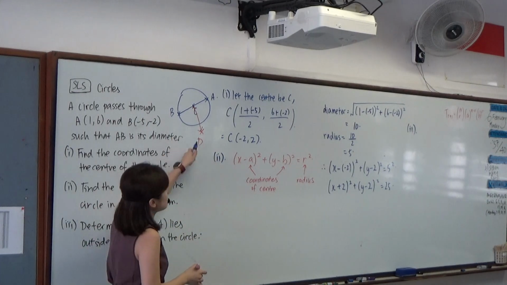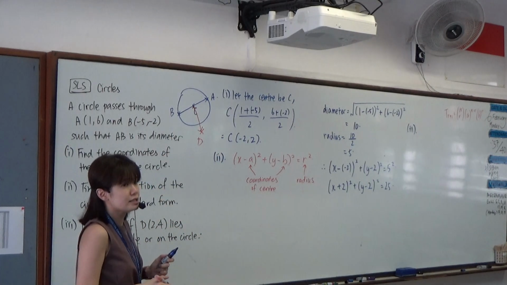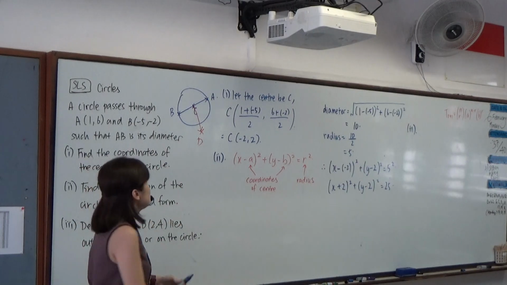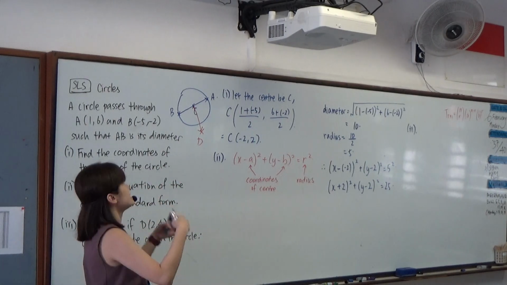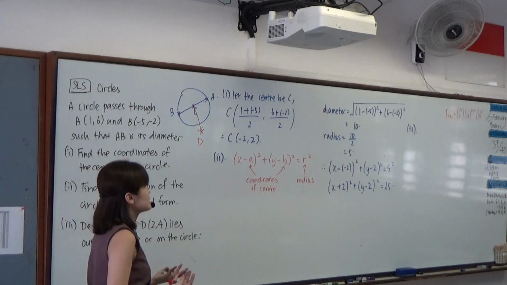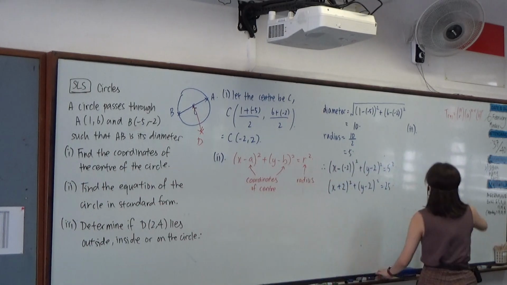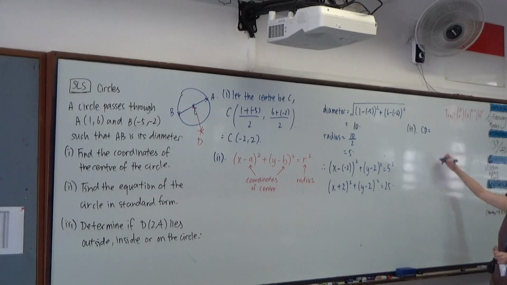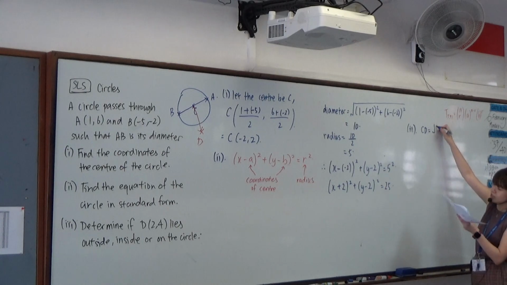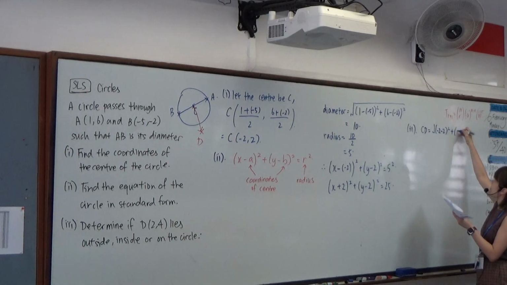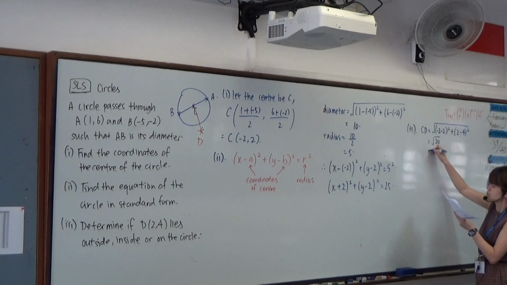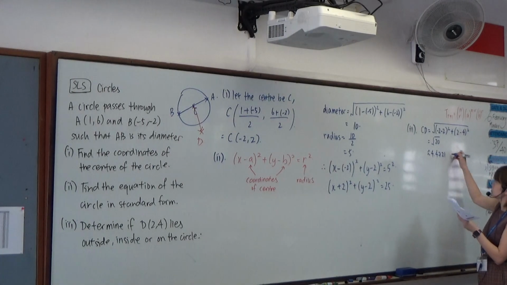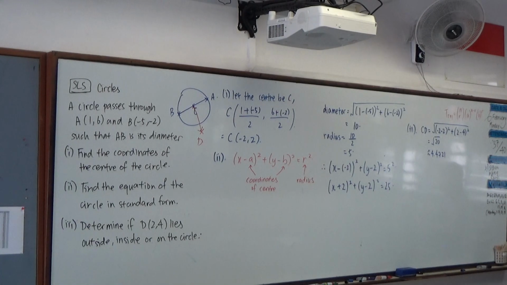If my distance from C to D is longer than the radius, then surely it is outside the circle. If it is lesser than the radius, then it will be inside the circle. If it is equal to the radius, then it must be on the circle. So part 3, find out the length of CD, using the length of line segment formula again. We get about 4.4721.